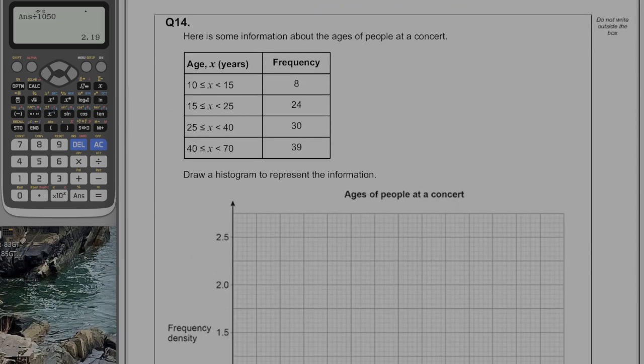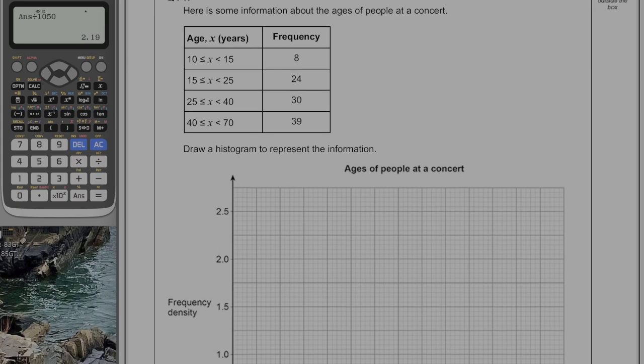Right, question 25. Here is some information about the age of people at a concert. Draw a histogram to represent this information. Okay, so we're going to add a few bits here. We're going to add the class width. So I'm going to add it on here. Just a bit lazy, I don't like drawing two columns. So the class width here is going to be 5. The class width here is going to be 10. Class width here is 15. Class width here is 30.